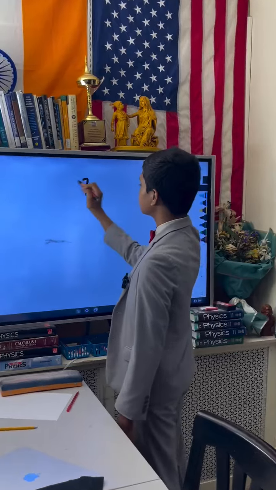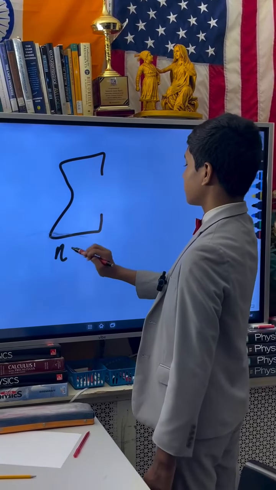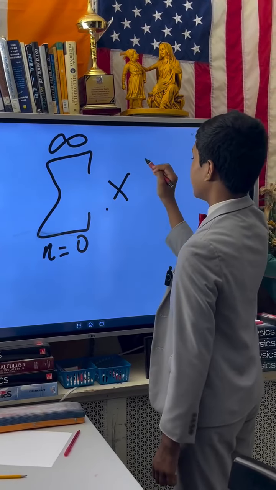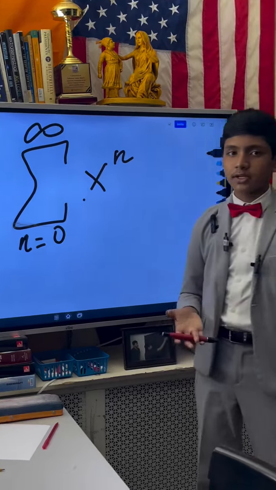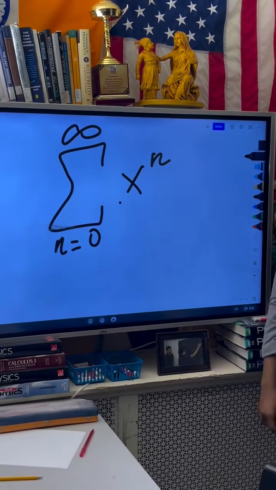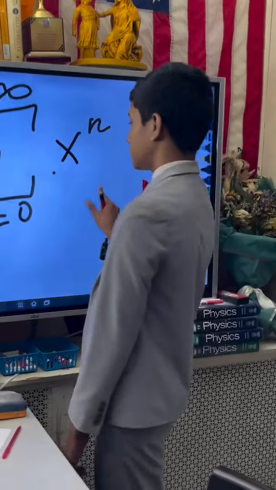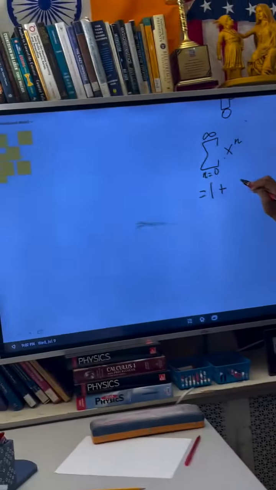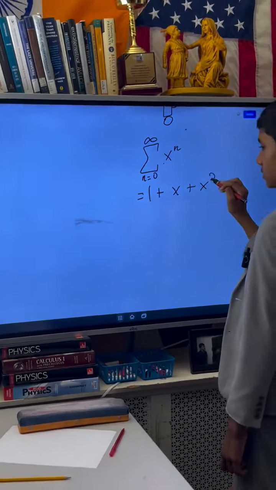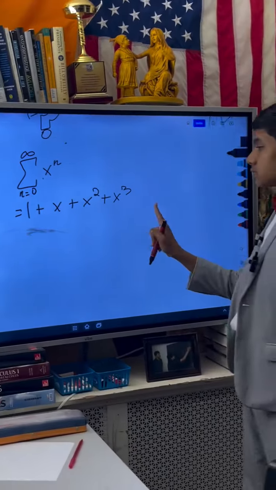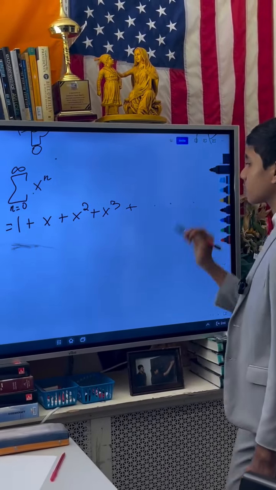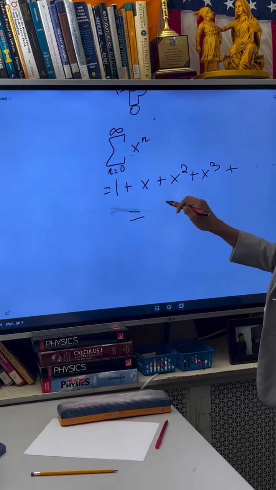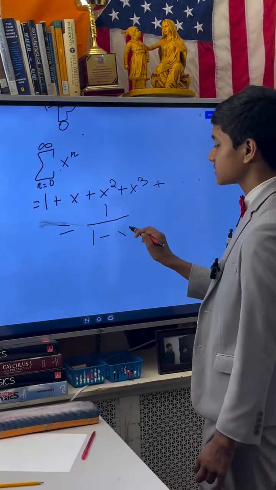is the infinite sum of x to the n, where we're summing over n, the index. And that's pretty much it. So, it starts off as 1 plus x plus x squared plus x cubed plus x to the fourth, and so on and so forth. And there's a pretty easy proof that this is just equal to 1 over 1 minus x.